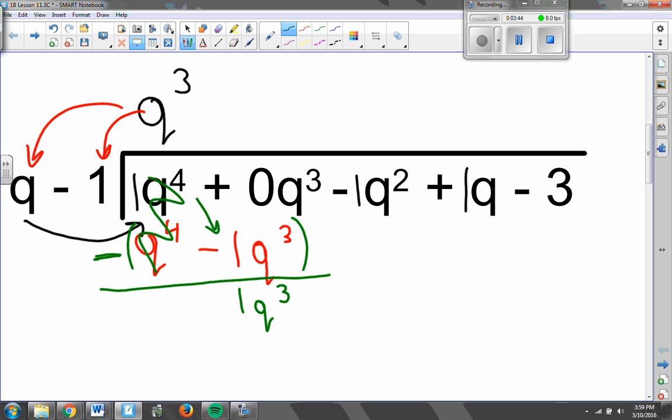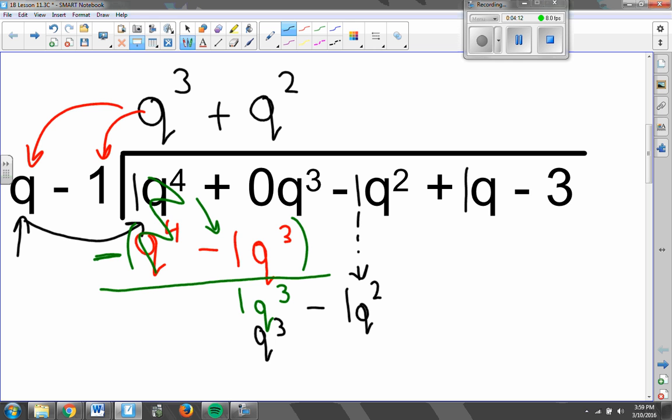Okay, now I'm at the point where I once again ask myself, I have to get to 1 q to the third. What do I need to multiply q by to get 1 q to the third? And the answer is q squared, because q squared times q will give me q to the third. And then, again, I need to bring down this q squared from before. And now if I do q squared times q, and also times negative 1, q squared times q is q to the third. That's what I wanted. Q squared times negative 1 is negative 1 q squared.